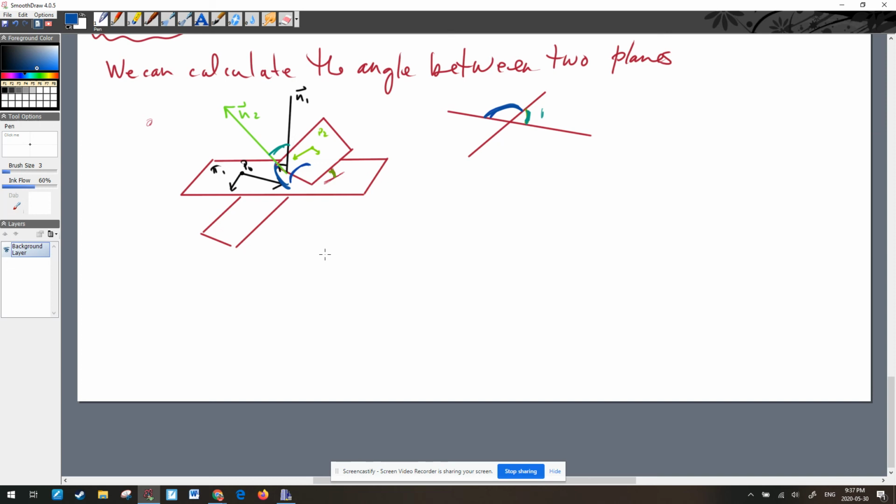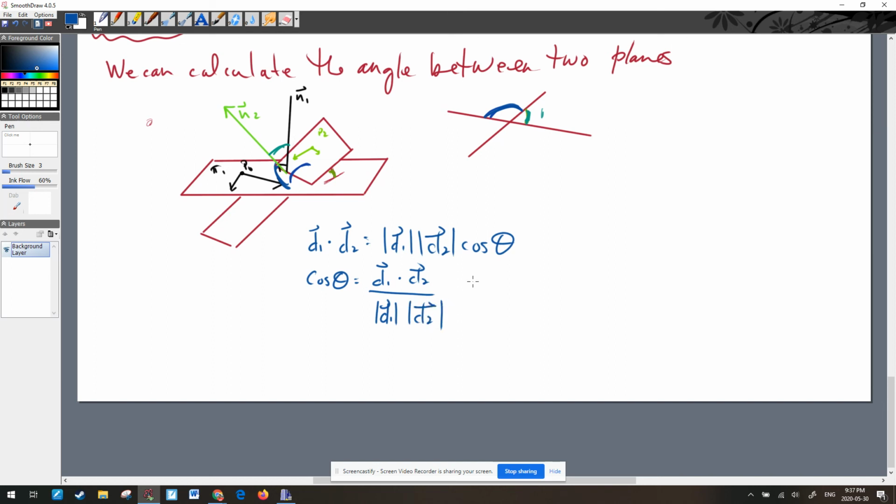And remember, I still would probably derive it on the fly. I know that if I'm going to go direction vector 1 dotted with direction vector 2, it's equal to the magnitude of d1 times the magnitude of d2 times the cosine of theta. So I can then rearrange that and say that the cosine of theta is equal to d1 dotted with d2 divided by the magnitude of d1 times the magnitude of d2.